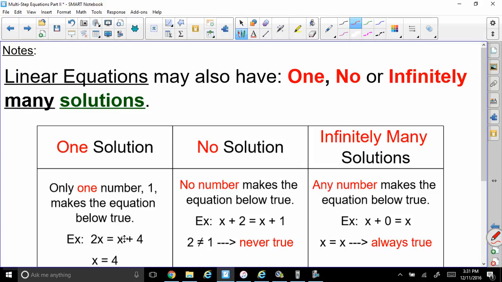2x equals x plus 4, and the answer would be 4. So I would solve for x by moving that over to the left side. 2x minus 1x would give me x, and that would be 4. And you can check it. 2 times 4 is 8, and 4 plus 4 is 8.